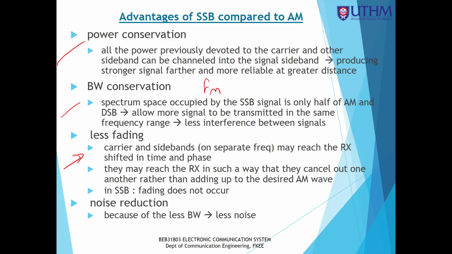multiple attenuation. Okay, multiple times of attenuations. Attenuation that happens many times. Noise reduction, of course. Remember Pn is equal to KTB. If we reduce the bandwidth, that means we can reduce the noise power.